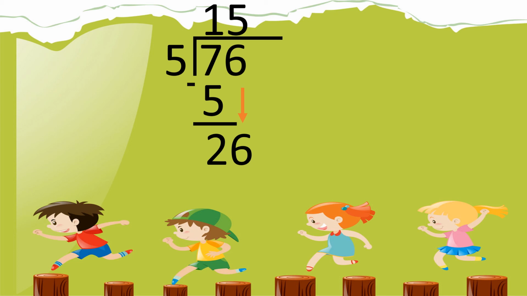Then we would do 5 times 5. That gives us 25. So, under the 26, we would write 25. Then we would subtract 25 from 26. That gives us 1. So, at the top, we would write an R standing for remainder and 1 next to it, like this. Now we know that 76 divided by 5 is 15 remainder 1.